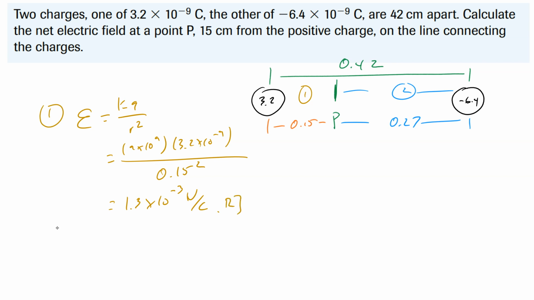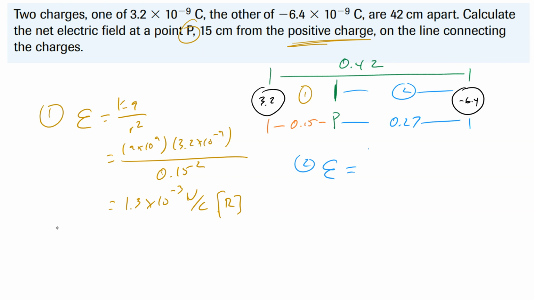Now, how do we know it's going to go to the right? Because we said that point P is a positive charge, so there's going to be repulsion there. If we look at spot number 2, it's going to be the same equation. And yet again, the force is going to be to the right because P is positive and negative 6.4 is negative, so attraction will be occurring.